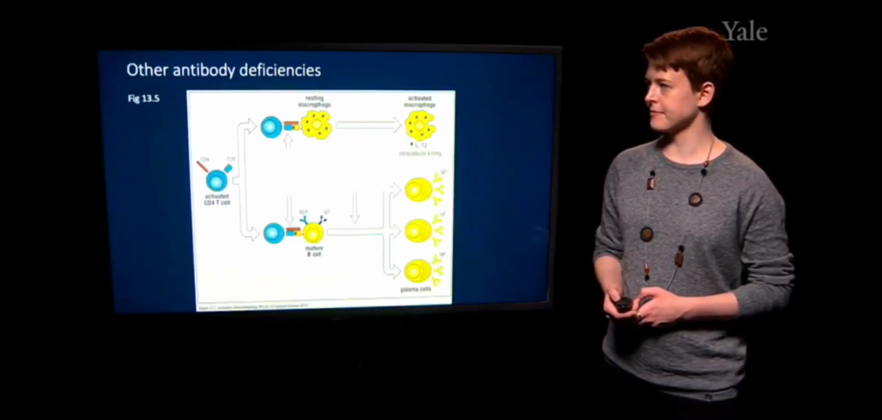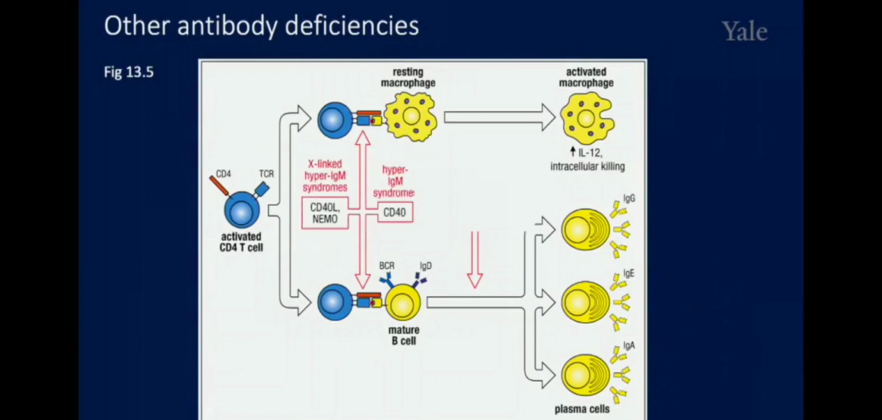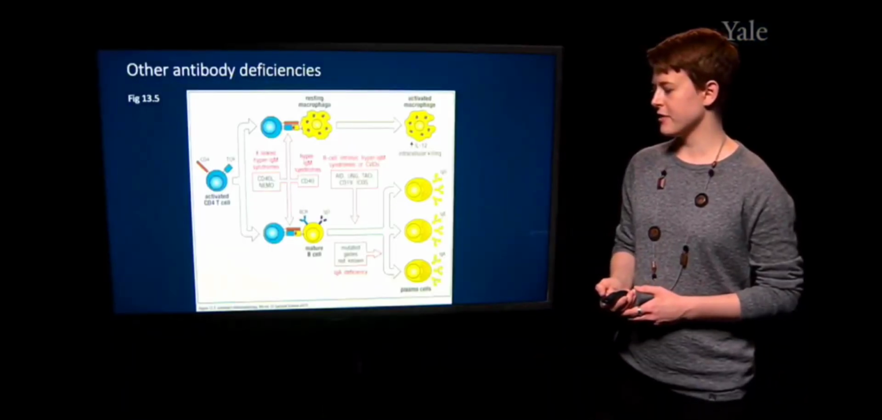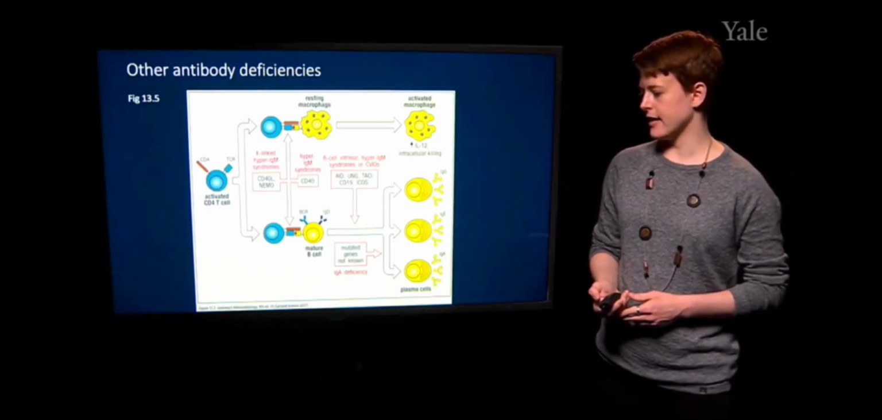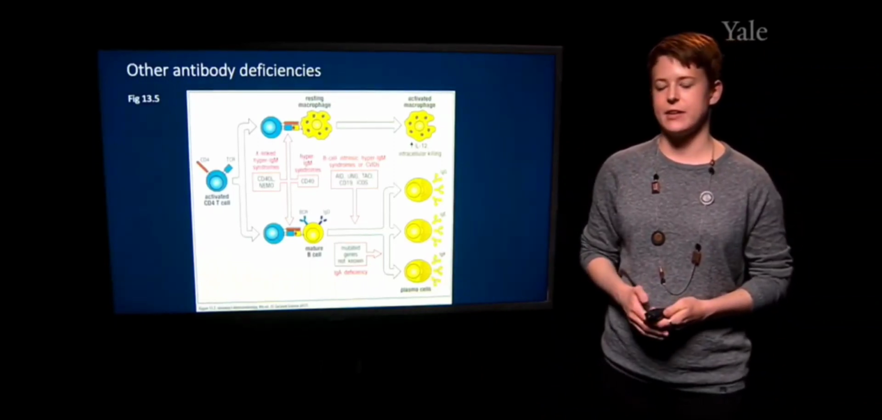So as you can see, there are several antibody deficiencies, and we'll go through a couple more just briefly so you can see them. As we talked about, defects in CD40 ligand can lead to X-linked hyper-IgE syndrome, as well as defects in proteins such as AID, which can lead to B-cell intrinsic hyper-IgE syndromes, as well as common variable immunodeficiencies. If we have a defect later, that can lead to mutations that prevent class switching to IgA, and the exact genetic cause for this is still unknown.